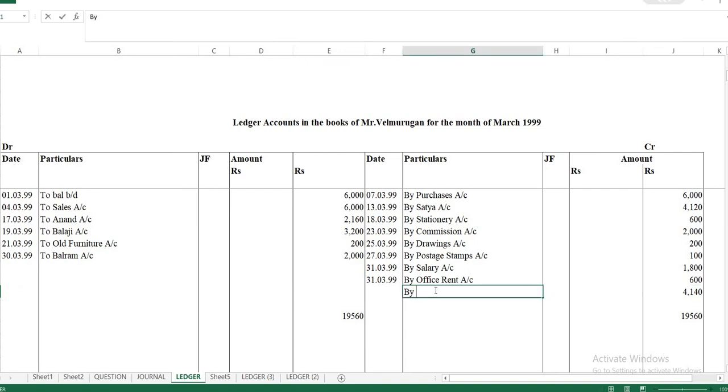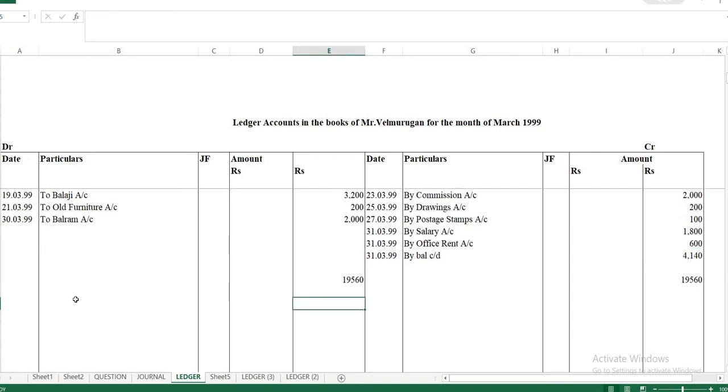On this side everything uses "By": by balance carry down. That you have to give. On 31st March only, we generally close ledger accounts at the month end. So you have to give 31st March. By balance carry down, this is our balancing figure, that is the meaning. So by balance carry down 4,140. Okay, if you total this one, you will be getting 19,560 now, because the difference has been given as by balance carried on. That has happened on 31st March at the month end. They are asking to close the ledger accounts.